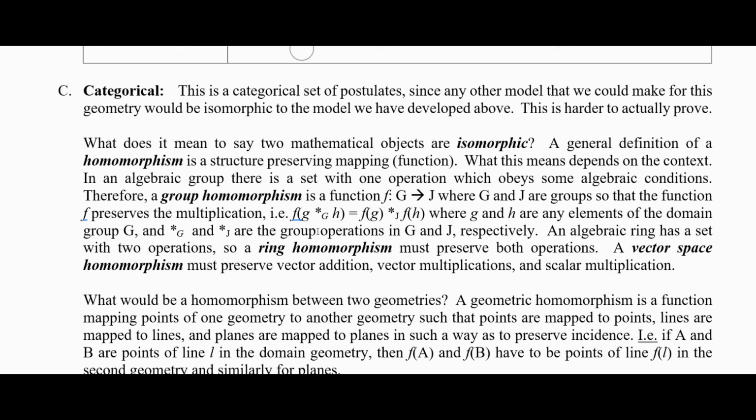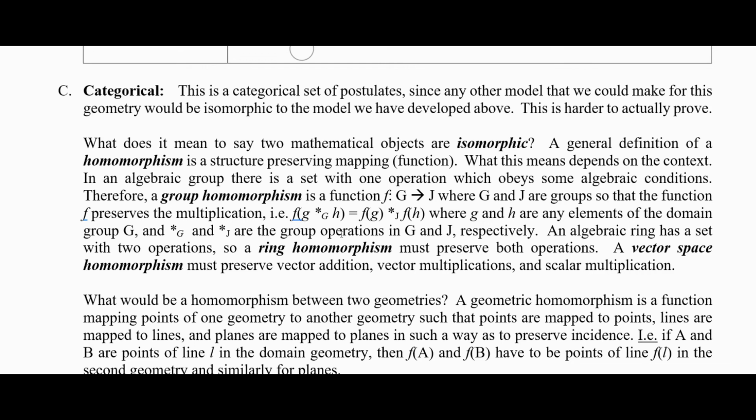So what that means is, if you take an element G and an element H that are in the group G, and you multiply them together using the multiplication in G, you'll get another element in group G. If we find its image under F, we'll get a single element in group J. Well, what we can do is apply F to G and H independently. Then F of G is an element of J, and F of H is an element of J. And if we multiply them with the operation that's in J, we have to get the same thing here. So that's what we mean by preserving the multiplication.